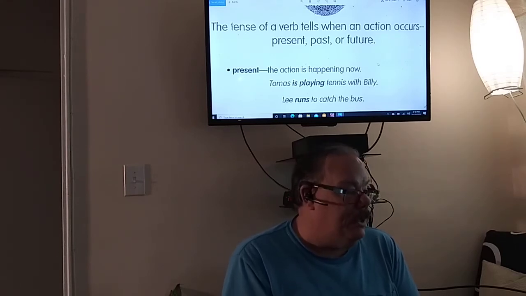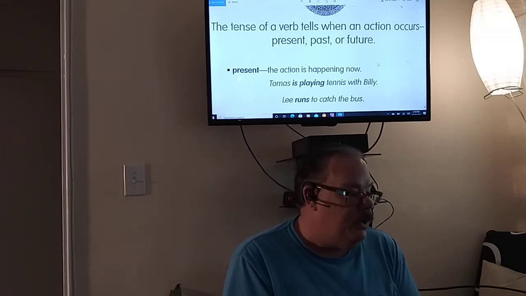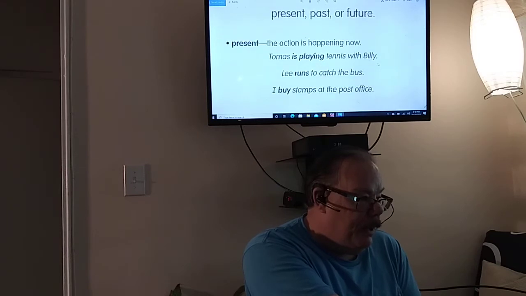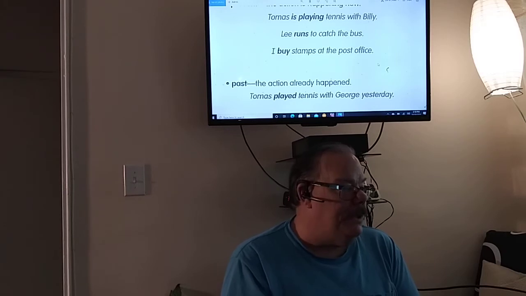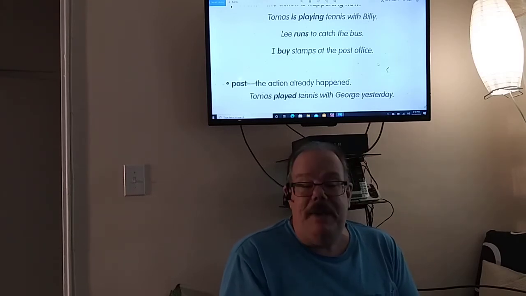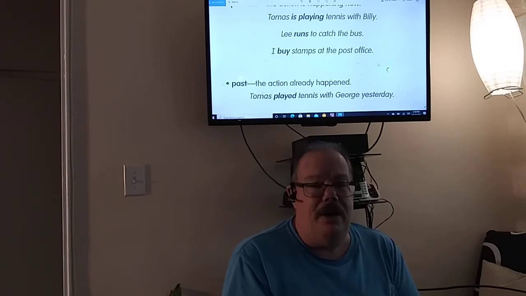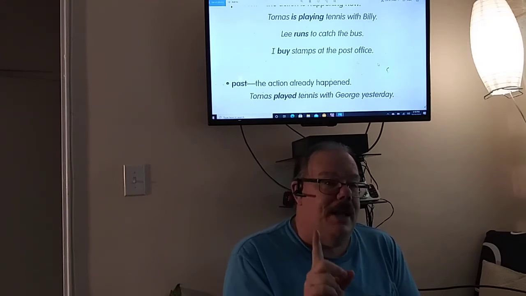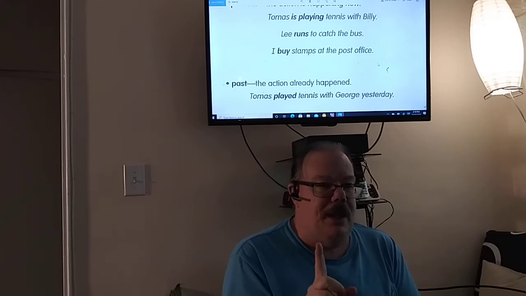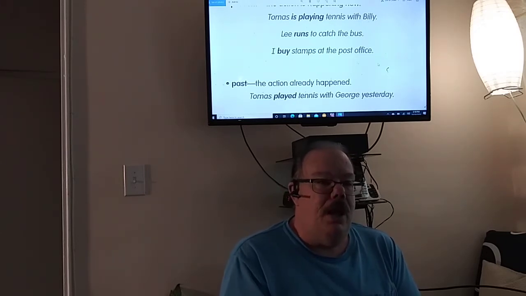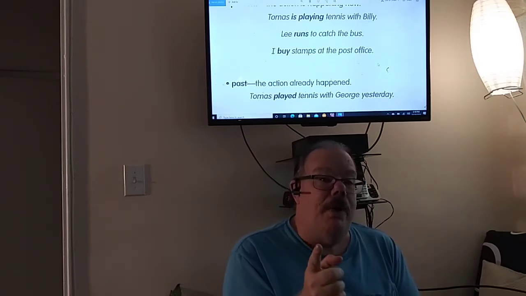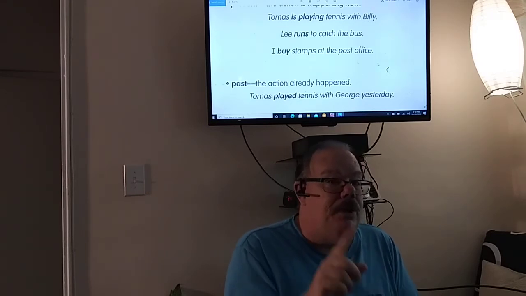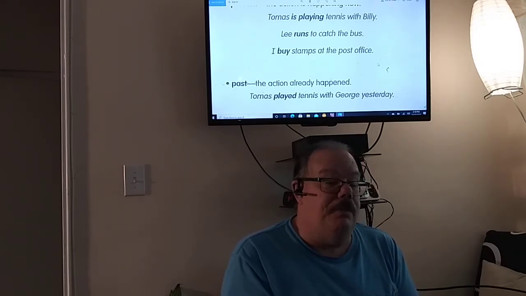Okay, so present. The action is happening now. So Thomas is playing tennis with Billy. Lee runs to catch the bus. I buy stamps at the post office. Okay. This may seem easy. You say, that's not hard. The hard part is that there are many different present tenses. And if you remember, we did subject-verb agreement. That is the hardest one, knowing which verb should have an S and which one doesn't. That's where the problem comes.